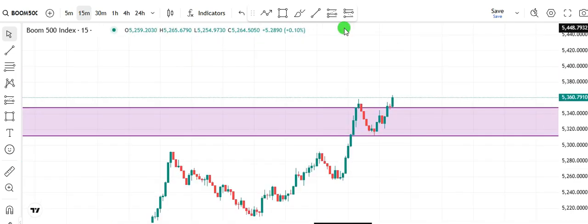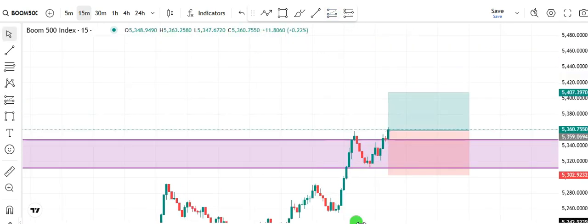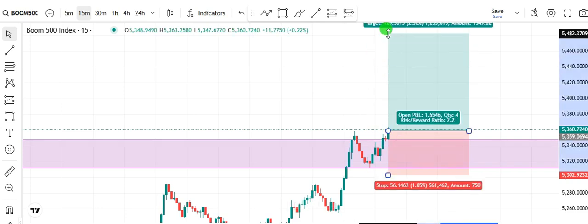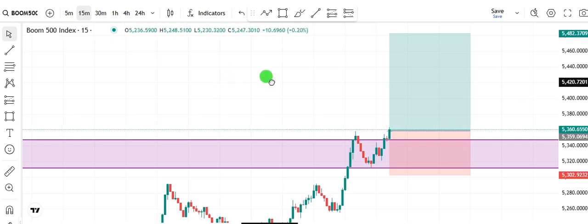Yes. So here's my bullish setup for Boom 500. This is what I'm looking at to do on Boom 500 for today. So that's a long trade. So let me just place that trade already. Just a moment. Let me just place this trade.